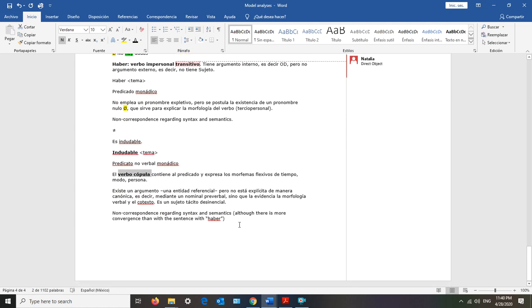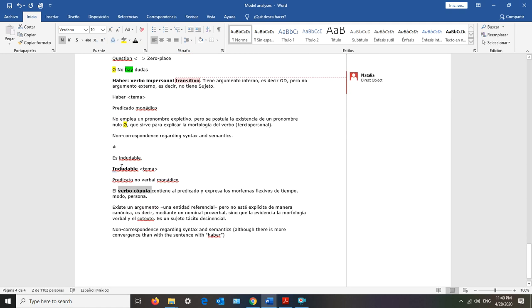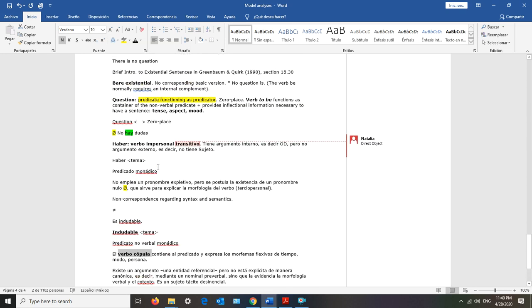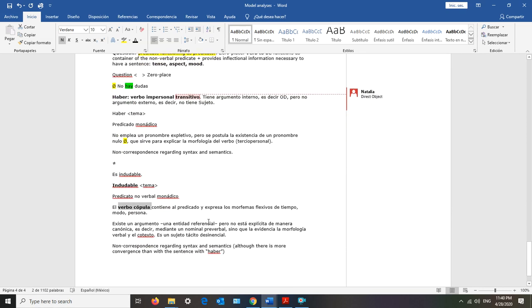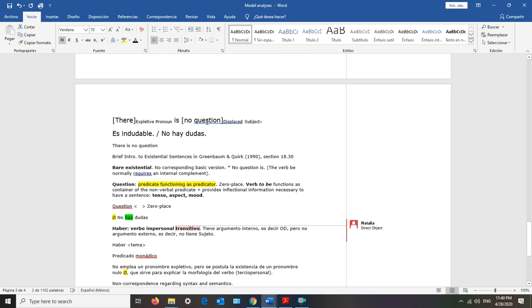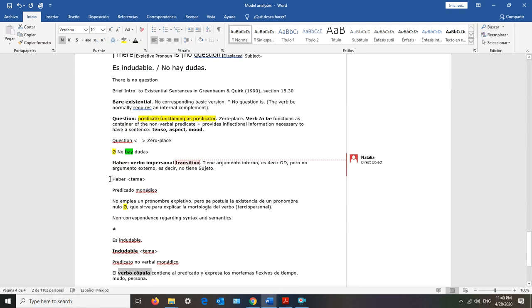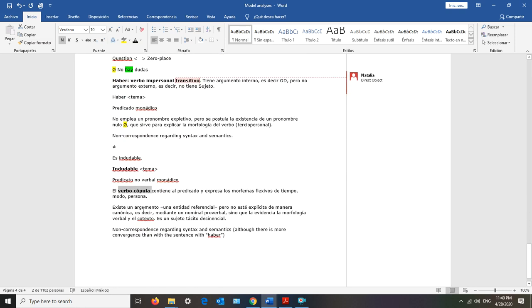And also there's no correspondence regarding semantics, because here we have an adjective that does have argument structure of its own. It is one place. And here we have a noun with no argument structure of its own. It's zero place, right? However, this one, es indudable, might be argued to be more convergent to the original in English, there's no question, than the one with a verb such as haber. Why more correspondence or more convergence here?